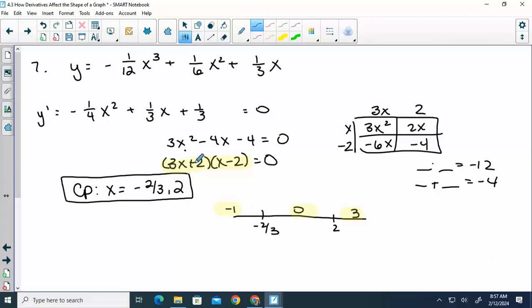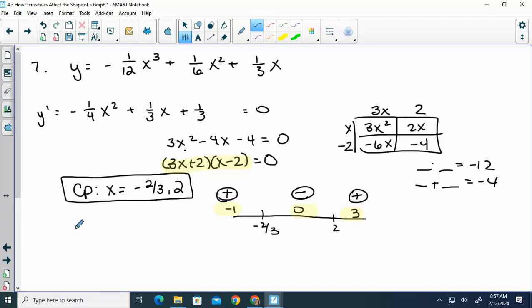So if we put in -1, we would have a negative times a negative, which is, if we put in a 0, we have a positive times a negative, which is negative. Put in a 3, positive times positive is positive. So this tells me a couple things. Okay, we have a problem actually.